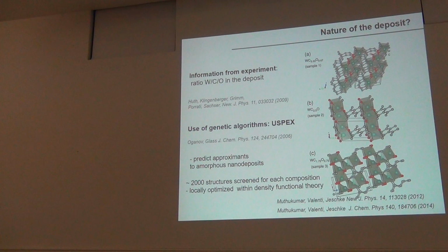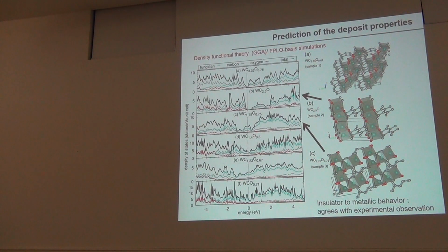So let me show you, these are the structures, and now we can calculate with DFT the electronic structure and try to see what we can say about the experiment. So here, again, I'm showing density of states as a function of energy. This is the Fermi level. And you see clearly that this structure, which was my sample 2, is an insulator, while sample 3 starts to be metallic. And this is exactly where the experimentalists were seeing this change between insulator and metallic.